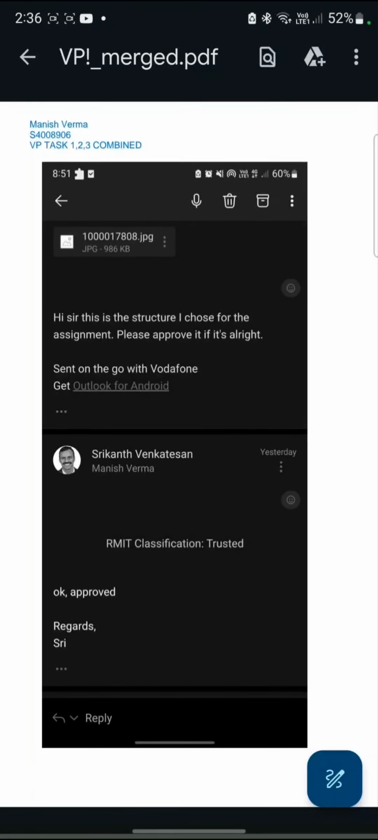This is Manish Verma with student number S4008906. These are all my VP task 1, 2, 3, all of them combined.